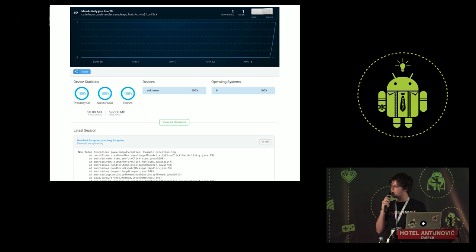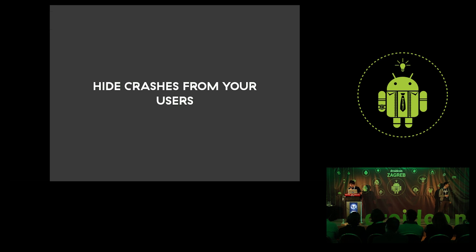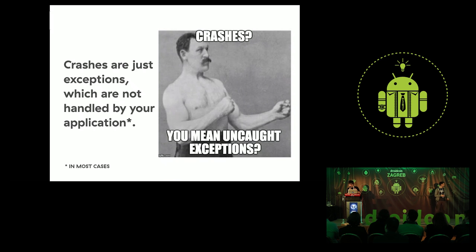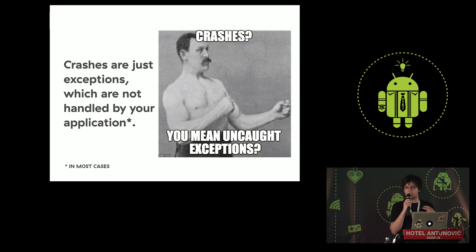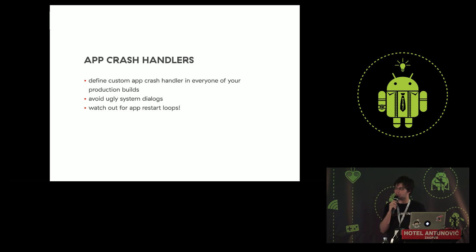But sometimes everything goes wrong. Your application just crashes because you have some use case, which I don't know, maybe you forgot to use try-catch somewhere and your application just crashed. But there is a way to hide that crash from your users, because if you think about it, crashes are in most cases just exceptions which are not handled by your application. Fortunately, you can define your own custom uncaught exception handler on your threads. And that's how you can hide those crashes.